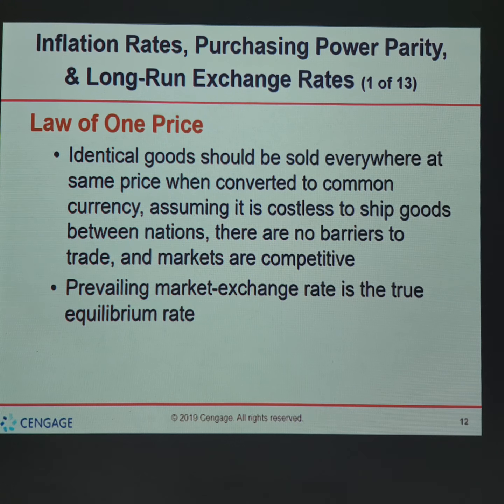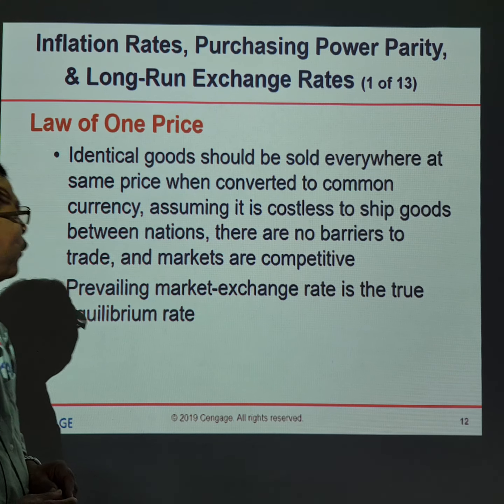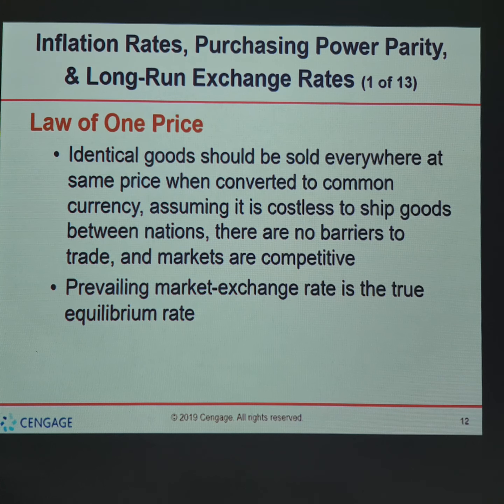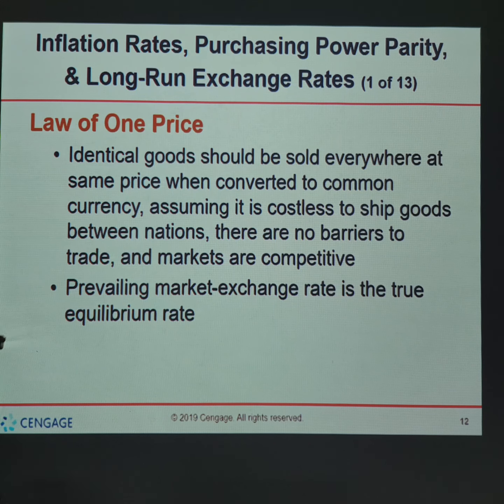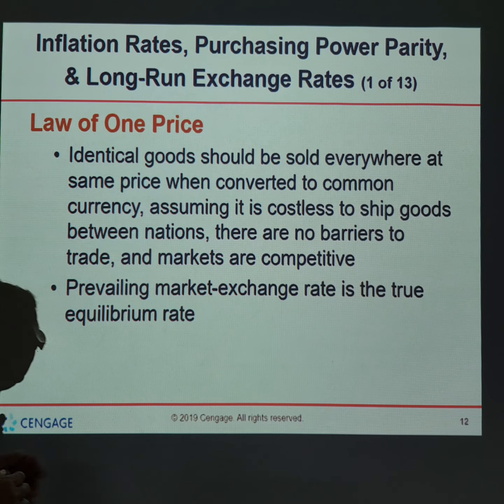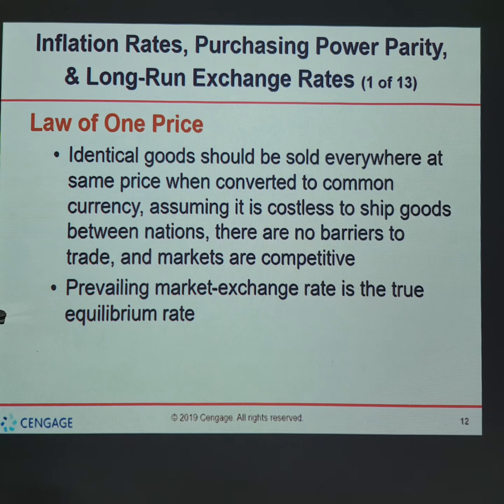Law of one price. Identical goods should be sold everywhere at the same price when converted to a common currency, assuming it is costless to ship goods between nations, there are no barriers to trade, and markets are competitive. So the prevailing market exchange rate is the true equilibrium rate.